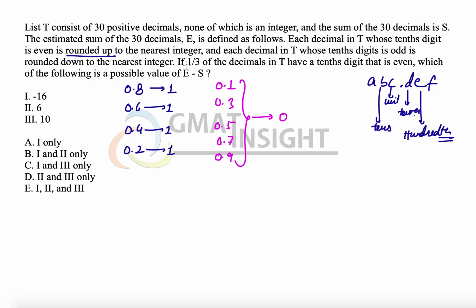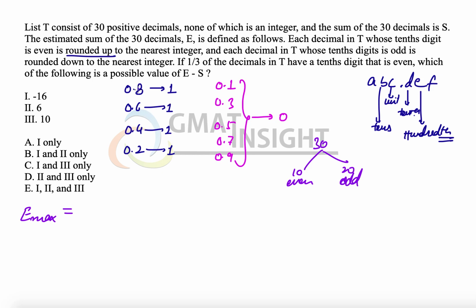Now, we also have been given that 1/3 of the decimals in T have an even 10th digit. So we have 30 numbers in total, and 1/3, that means 10 of them have an even 10th digit and 20 of them have an odd 10th digit. Now let's quickly calculate E maximum. When will E be maximum? E will be maximum when the round up is greater and round down is minimal. Because when we round down a number, then we lose some part of the number. When we round up, then we gain some additional number.